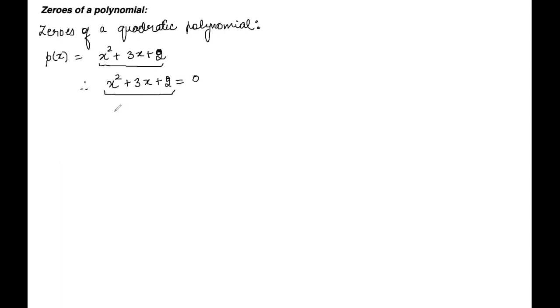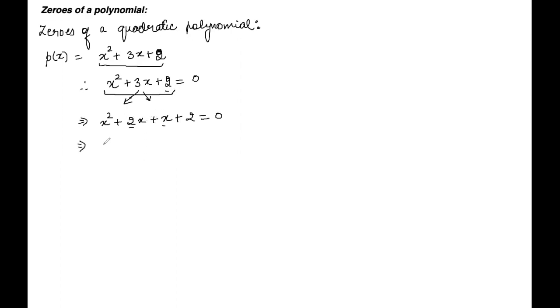Now as we know this is a quadratic polynomial, what we need to do is split the middle term into two parts such that the sum of those two parts is equal to 3x and the multiplication of both the terms is equal to 2x square. Fine. So what we will do is x square plus 2x plus x plus 2 is equal to 0. Now here 2x plus x, again we got 3x, and when we multiply both the terms we will get 2x square.